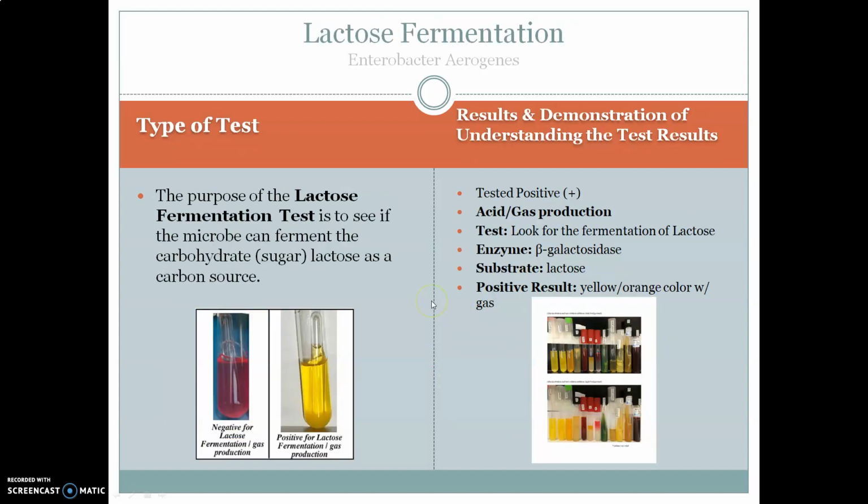The next test I looked at was a lactose fermentation test. This test is to see if the microbe can ferment the carbohydrate lactose as a carbon source. My unknown actually tested positive. It did have acid and gas production in it. The enzyme is beta-galactosidase and the substrate is lactose, and the positive result did show a yellow with orange color with gas.